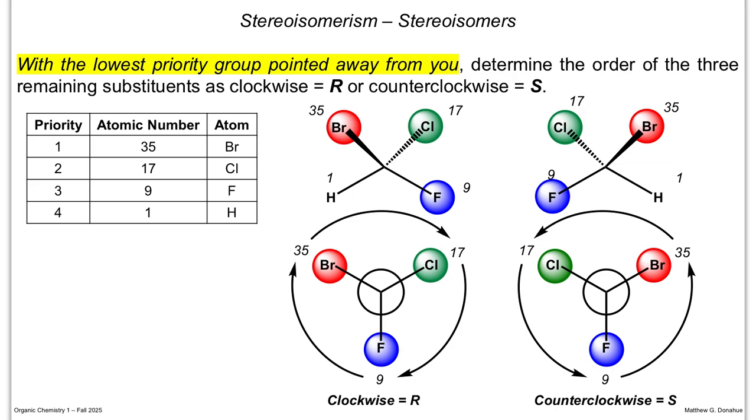So for this one, I have the H and the fluorine in the plane. The bromine is coming out towards you. The chlorine's going away. So this is the left molecule.